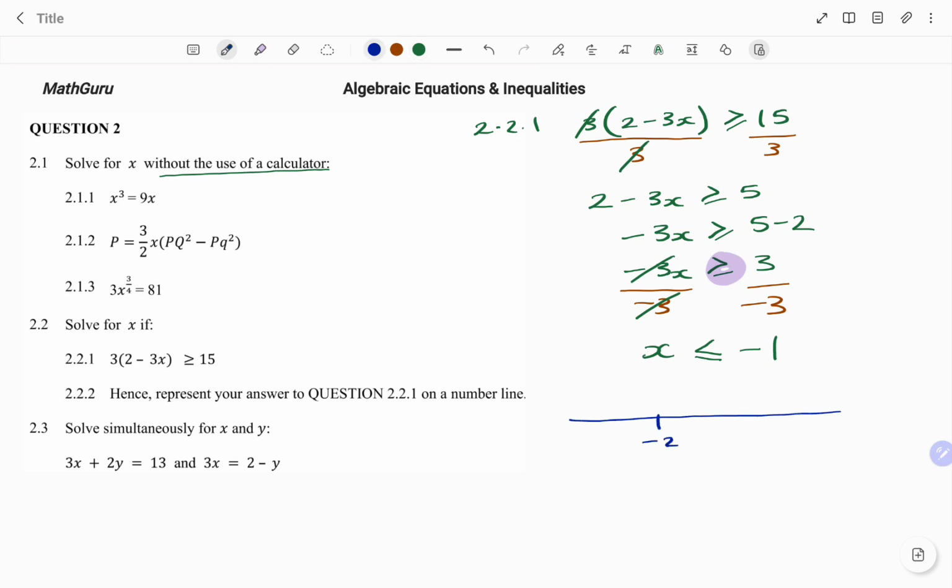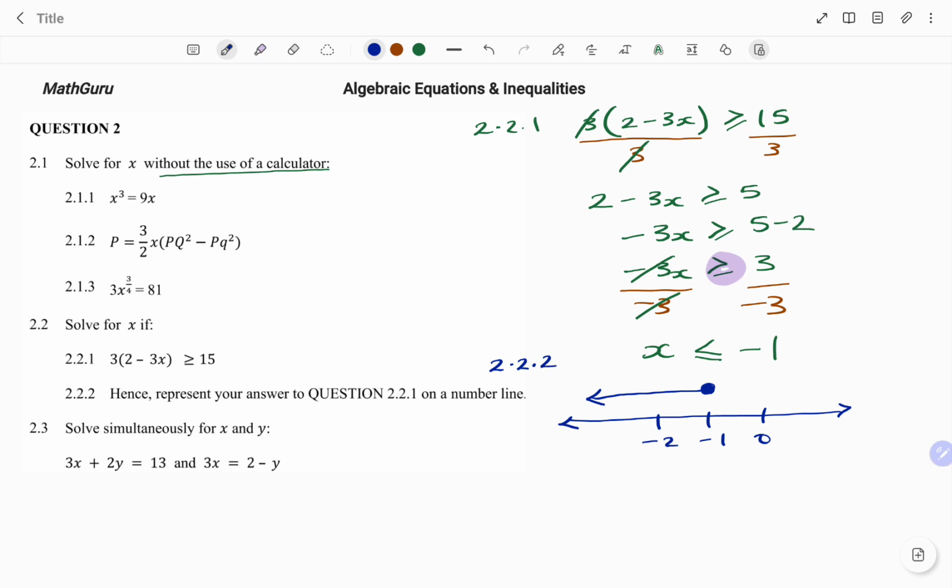And to represent that on my number line, I have negative 2, negative 1, 0. Because I have the equal to sign, I'm starting from negative 1 and I'm going to shade my circle. Because x is less than, it's going to be in the negative direction, that's to my left hand side. So what I've represented on my number line is x is less or equal to negative 1. And that answers the second part of the question.